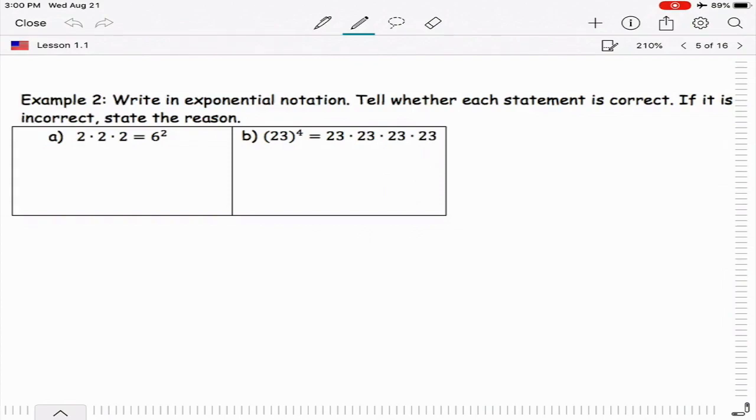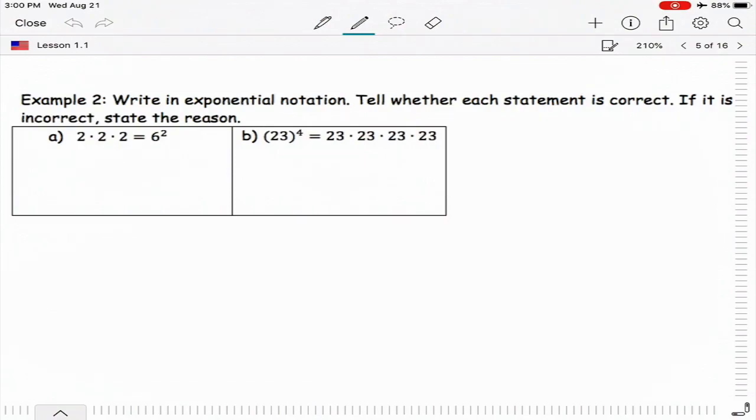Once again, read the directions. So example 2, write in exponential notation. Tell whether each statement is correct. If it is incorrect, state the reason. In these type of problems, you're hoping it's correct, because then you just write correct and you're done. Unfortunately, if it's wrong though, you do need to write why it's wrong.